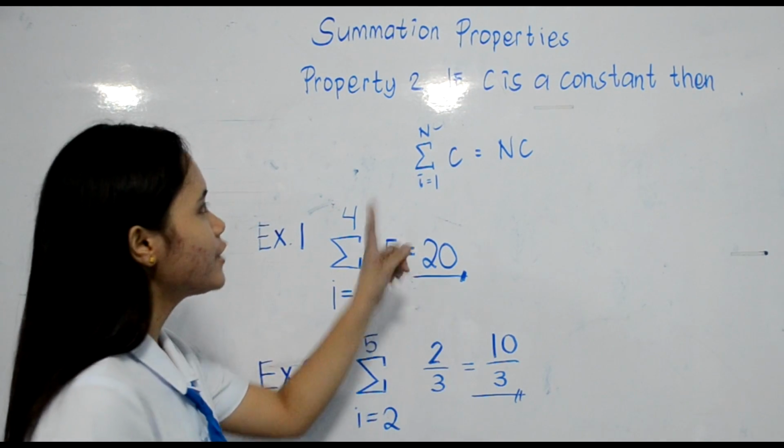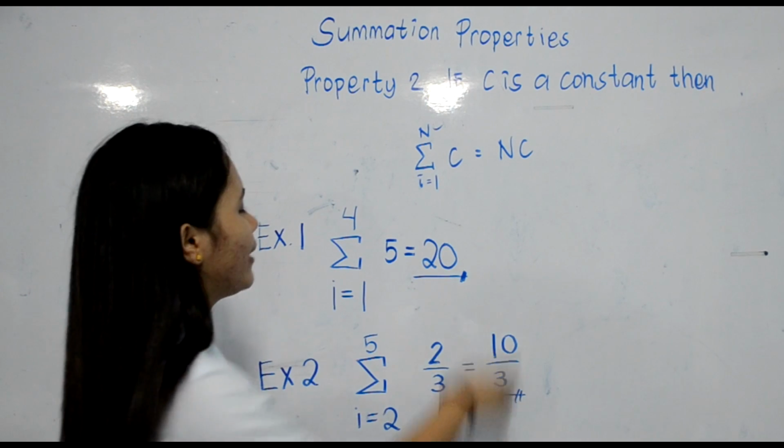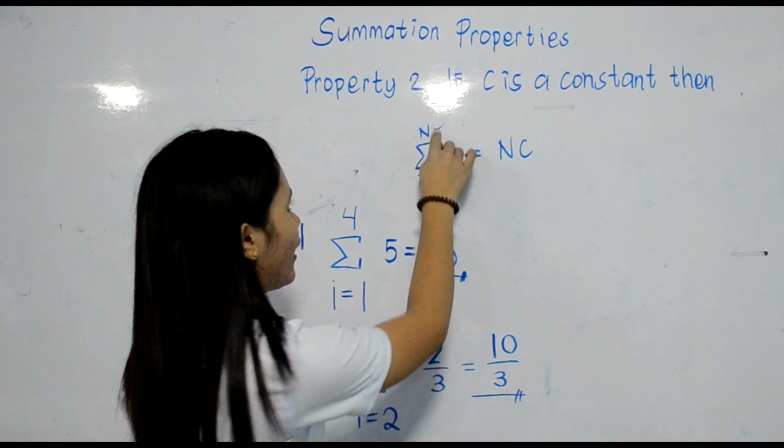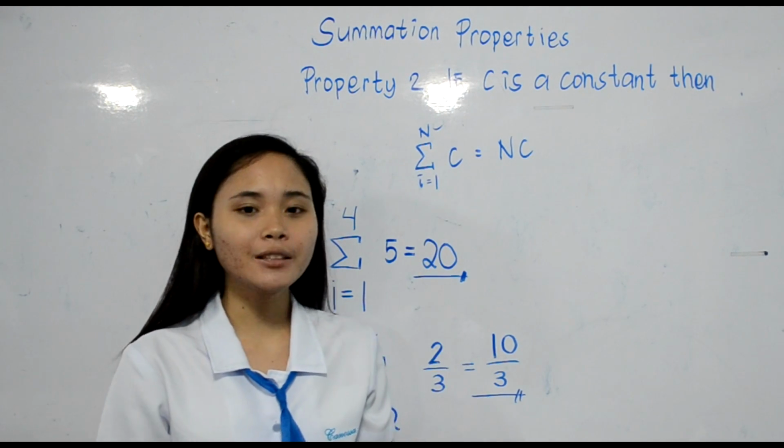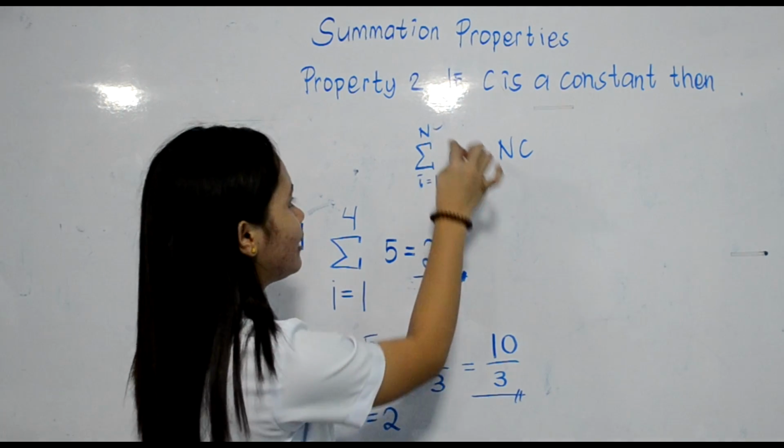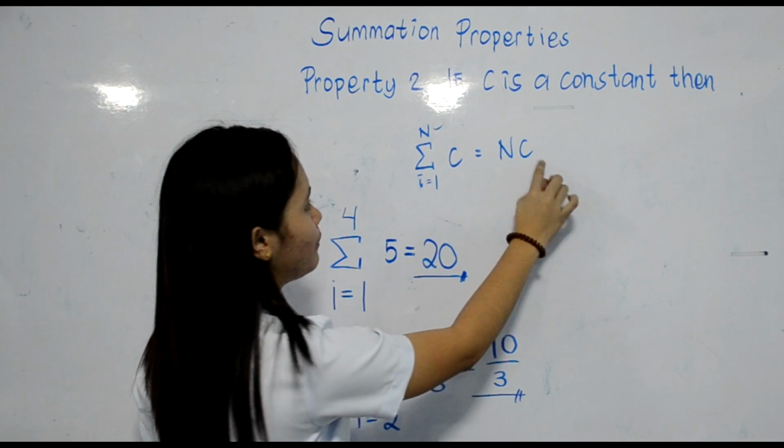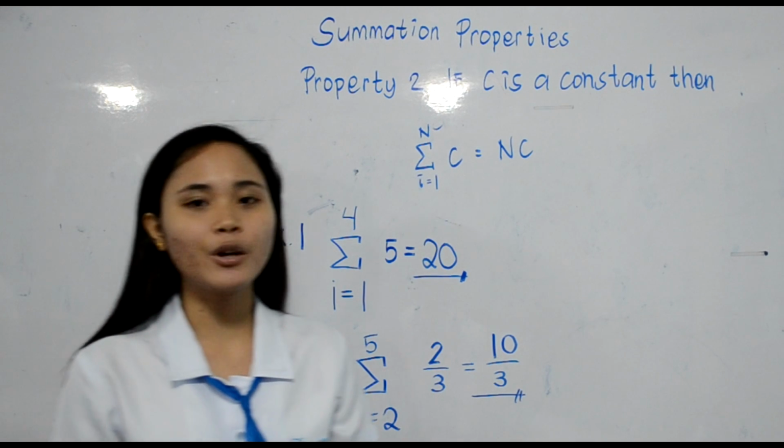Property 2. If c is a constant, then summation of c as I goes from 1 to n. The thing to remember in property number 2 is to multiply the upper limit to the constant, so it will be the answer. Okay, let me give you an example.